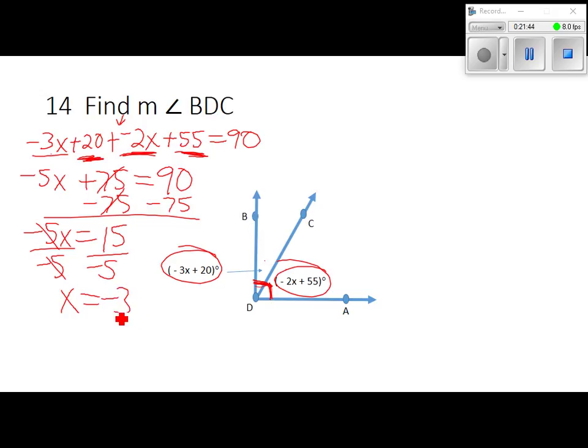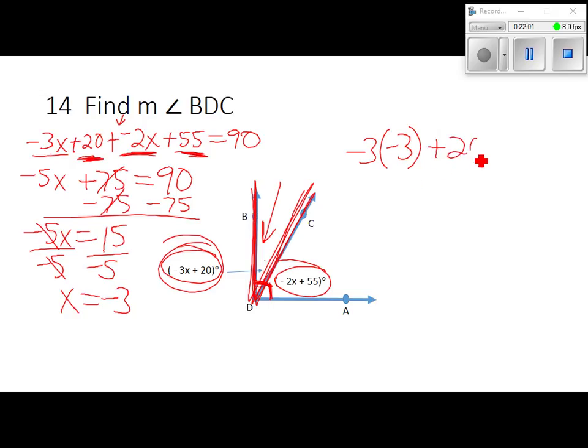They didn't ask us to find x, they asked us to find angle BDC, which is this angle, which they told us right here. So we got -3 times x, well x is -3, so we stick that in its place, plus 20. Just taking out this x and sticking -3 in its place. -3 times -3 is 9, 9 plus 20 is 29. So 29 degrees should be the measure of that angle.